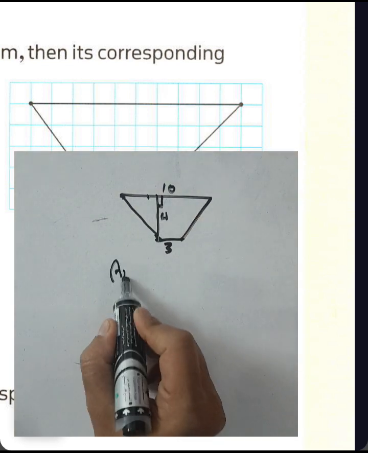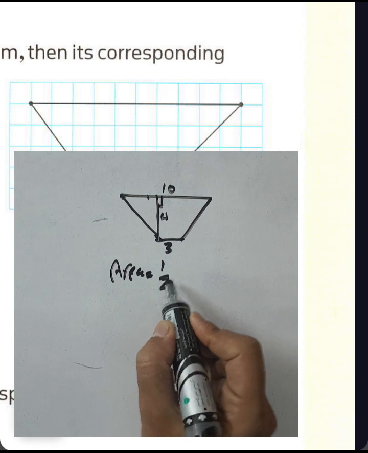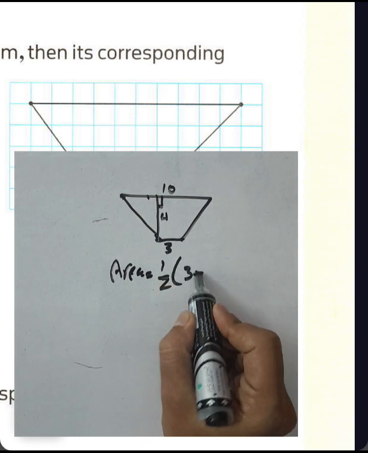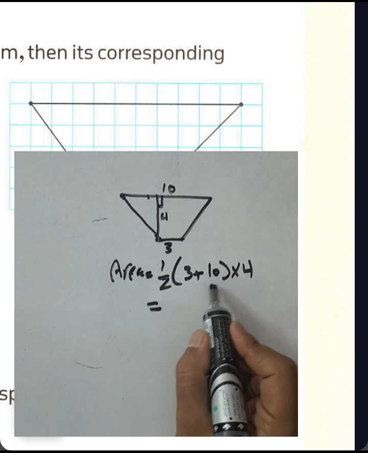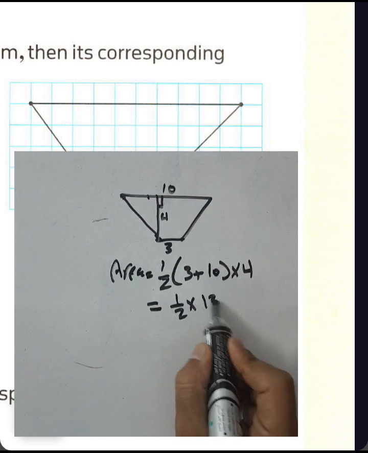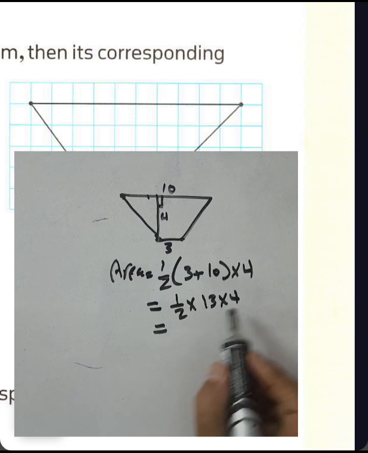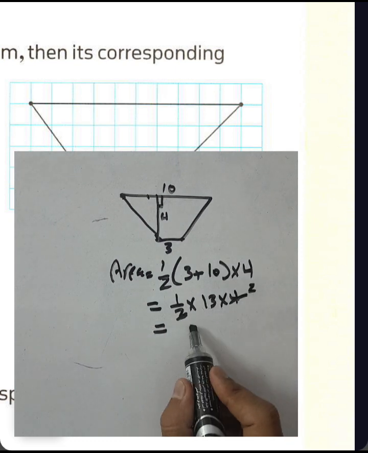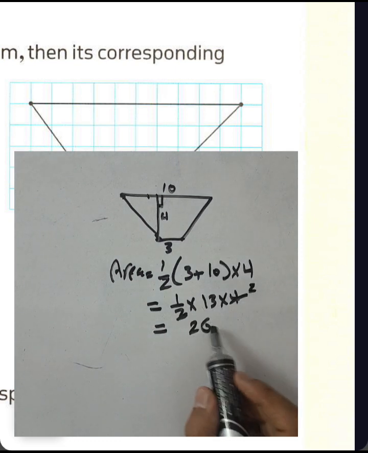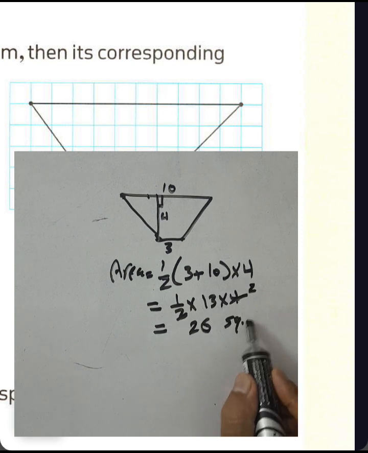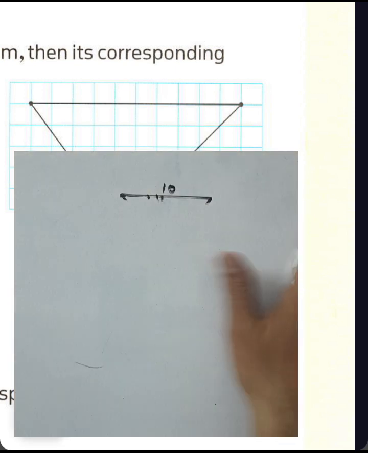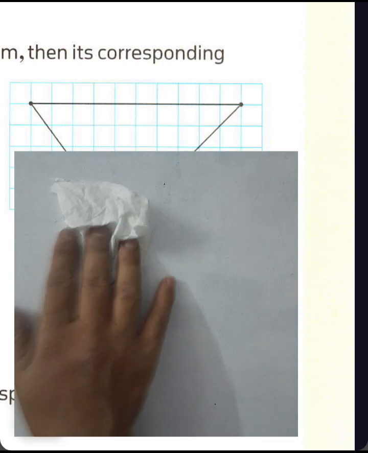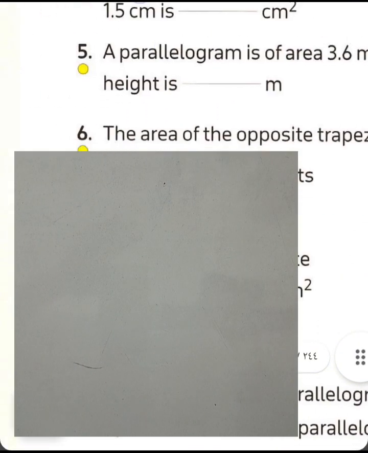Then the area of this trapezium will be half the sum of the 2 bases, 3 and 10, times the corresponding height 4. 3 plus 10 equals 13. Then the result will be half times 13 times 4. Half of 4 is 2. 2 times 13 equals 26. The area will be 26 square units. Okay, the area of this trapezium.